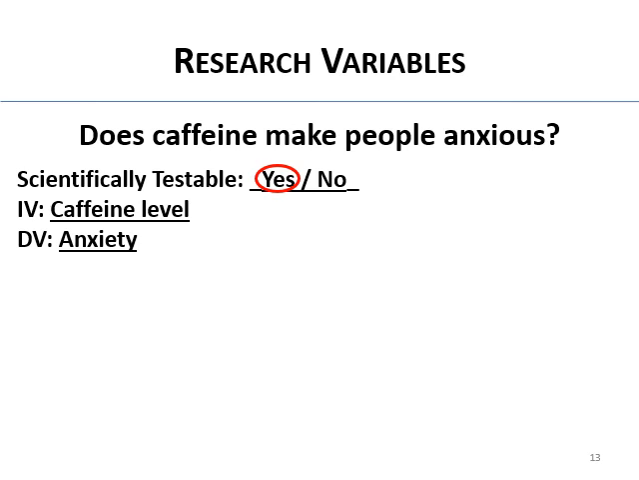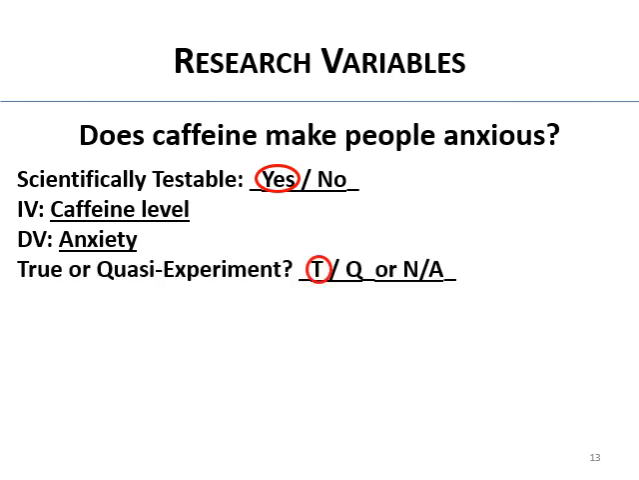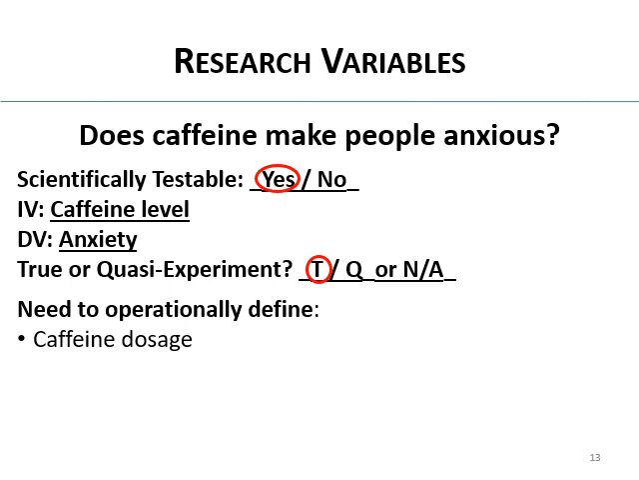Can we randomly assign people to different caffeine levels? Yeah, we sure can. So if you randomly assign them to caffeine levels, it would be a true experiment, right? If you somehow just measured how much caffeine people get from their daily visits to Starbucks, that would be a quasi-experiment. But I'm assuming it could be a true experiment, so I'm going there. Again, you need to operationally define what the caffeine dosages are, what the anxiety level is, and how you are going to measure and operationalize anxiety level.